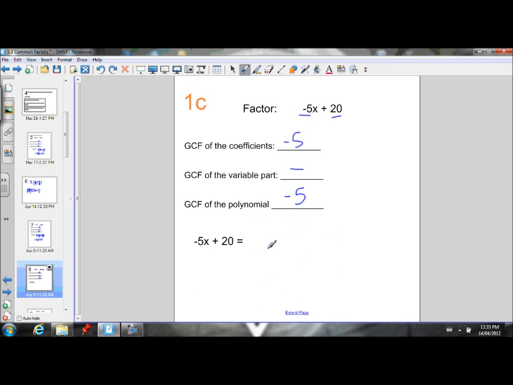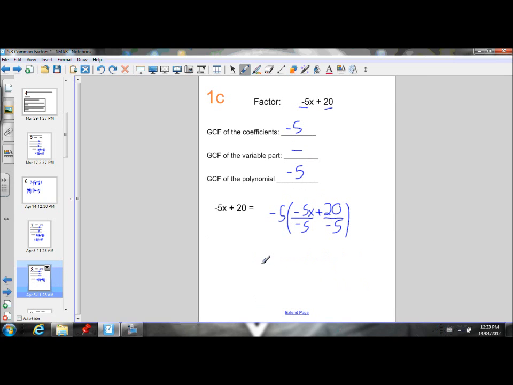My steps are to take out the greatest common factor from the polynomial, leave the polynomial inside brackets, and then divide each term by the greatest common factor. And once again, I know it'll go in evenly into both terms, so I can simplify. This gives me negative 5. Negative 5x divided by negative 5 is just x. 20 divided by negative 5 is negative 4. So those are my factors of negative 5x plus 20.